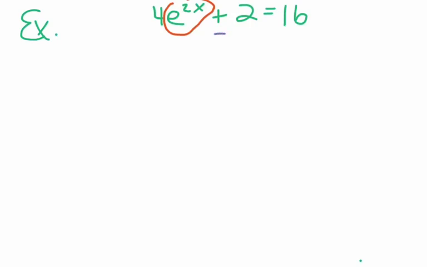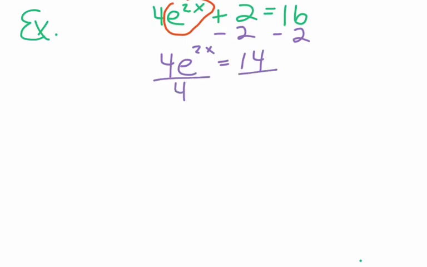So we're going to subtract 2 from both sides, and we'll have 4e to the 2x is equal to 14. And then we're going to divide both sides by 4 because that is multiplication. It's multiplication, and you undo multiplication with division. None of those properties or principles change. So we end up with e to the 2x equals 14 over 4. Now, you can leave that as a fraction. You can simplify the fraction. You can change it to a decimal. I'm going to go ahead and change it over to a decimal.